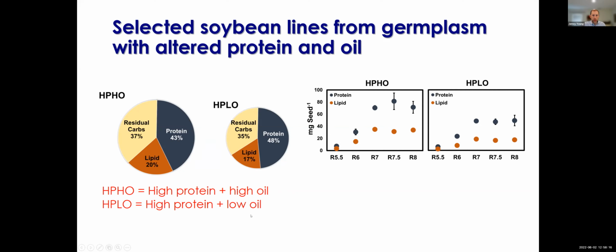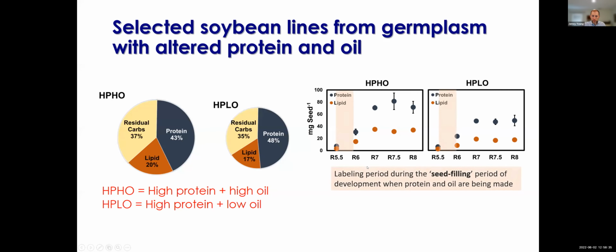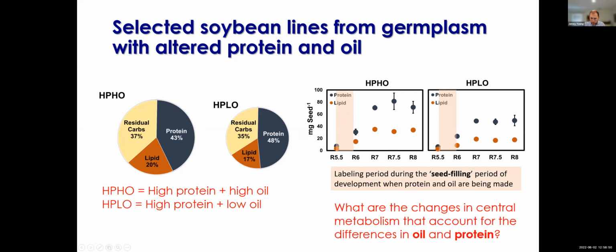And then there's a high protein, low oil line, which you can see here as well as over here, has less of both protein and oil once they reach the fully developed stage here at R8 compared to the high protein, high oil seed. And so we've performed isotope labeling studies during the seed filling period of development when the protein and oil are being made and stored in the soybean seeds.